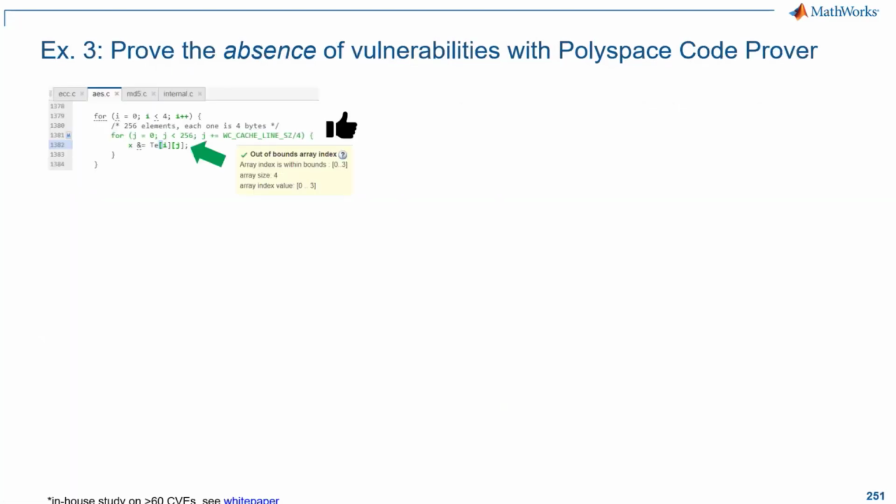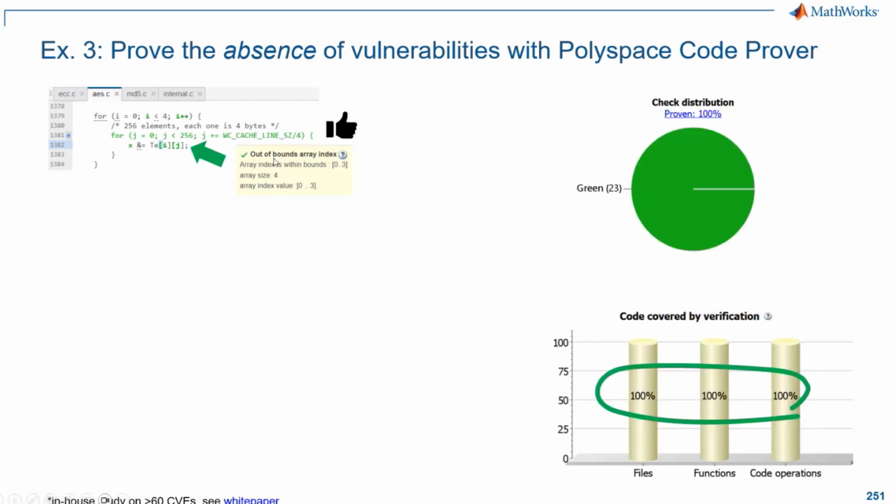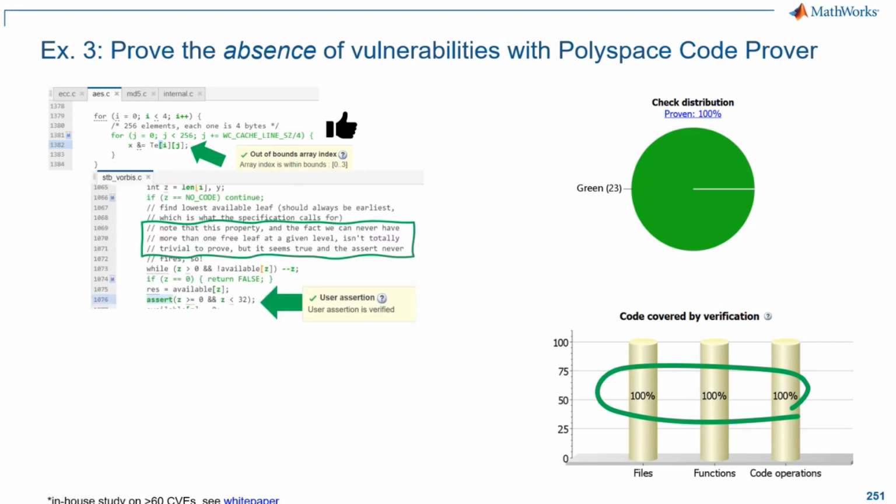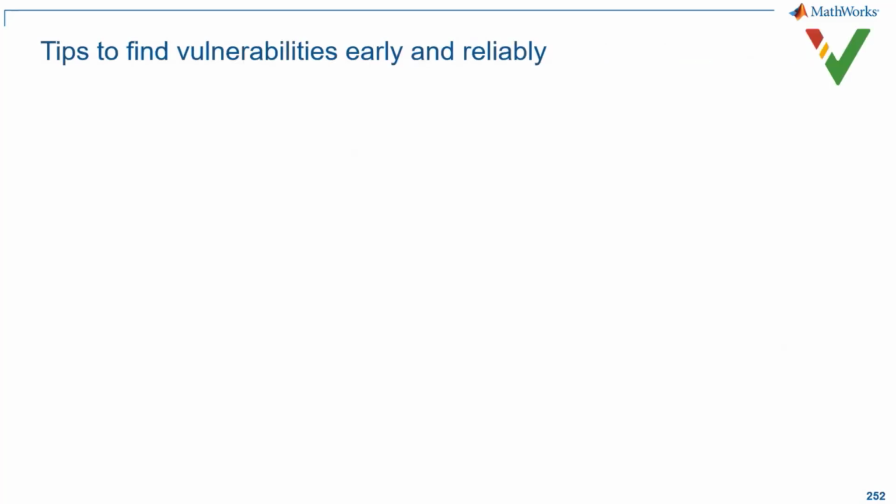On the other side, I can also use Code Prover, for example, to prove the absence of vulnerabilities. As you can see here, out-of-bounds array access can be checked using Polyspace Code Prover. And also things like user assertions can be automatically verified and proved. That helps us to avoid up to 70% of CVE type errors. There's a link to the paper that I will share, so you could please read everything related to it.